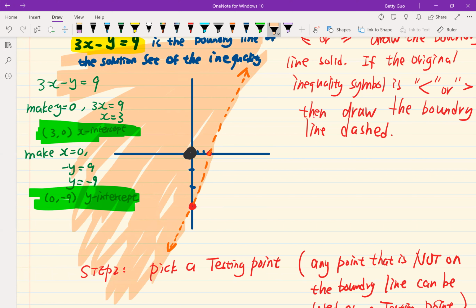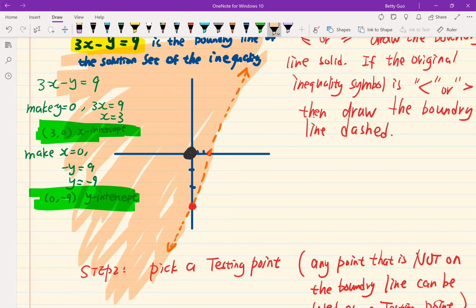It is not possible for me to shade the whole region, okay? I am just showing you the whole half plane above the boundary line. All the points in the shaded region are solutions of the inequality. Together, this region is the solution set of the inequality. Does that make sense? Am I clear?